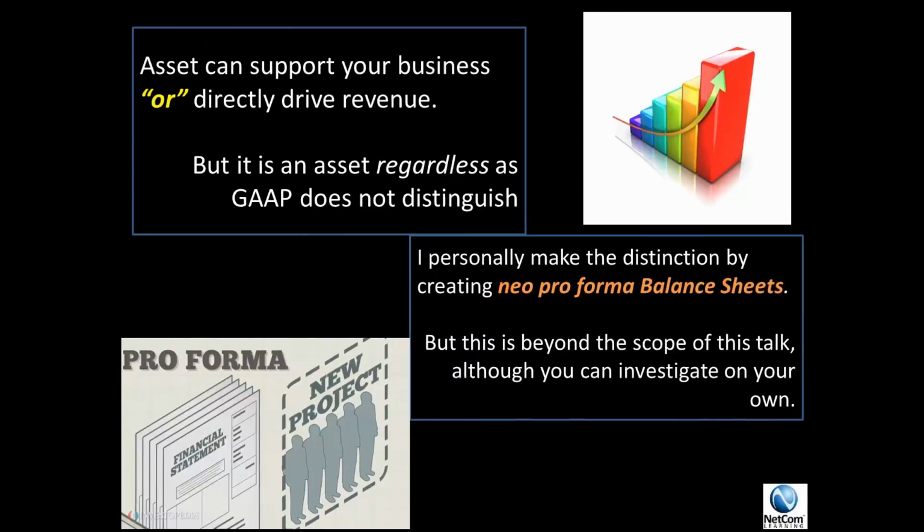Now, an asset can support your business or directly drive revenue, but it is an asset regardless, as GAAP, the generally accepted accounting principles, does not distinguish an asset's purpose. Now, personally, I do make the distinction between an asset that logistically supports revenue and one that directly drives revenue by creating pro forma balance sheets. But that is beyond the scope of this talk, although you can investigate on your own.